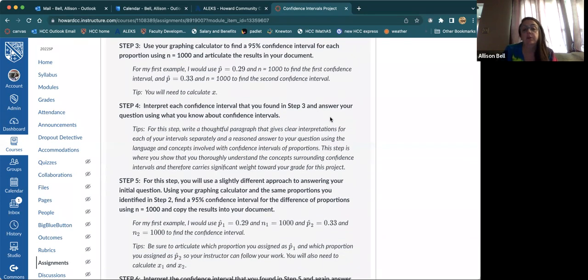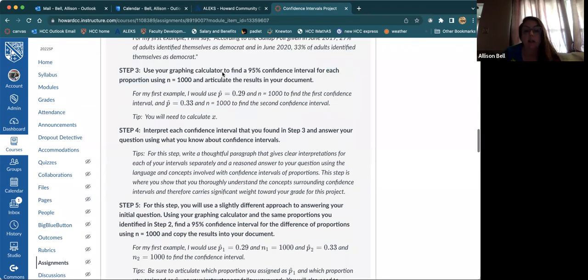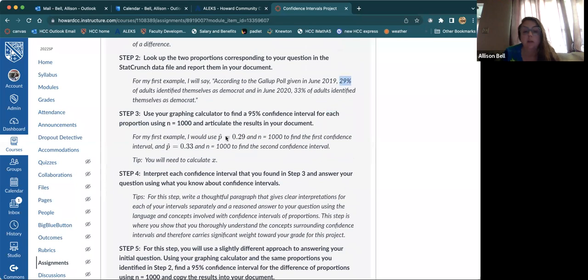Step 3, use your graphing calculator to find a 95% confidence interval for each proportion. This to me is crucial. We want to find 2 separate confidence intervals on each proportion. Now, if I have a single proportion and I'm doing a confidence interval, that means that this is a 1 prop Z interval in your calculator. We've told you what N is. We've told you to find your P hat, excuse me, based on the Gallup poll from the file, and you already stated it above. Notice this 29% was converted into a 0.29, and this 33% was converted into a 0.33. So we can see exactly where those values came from.